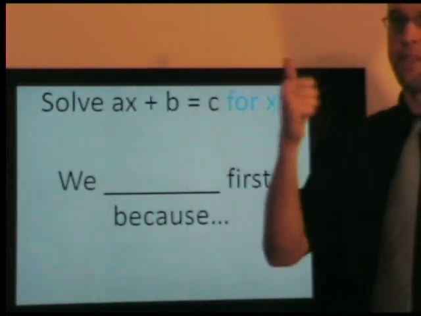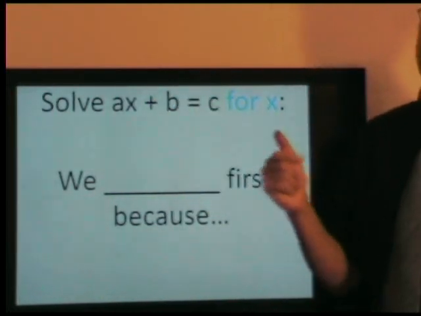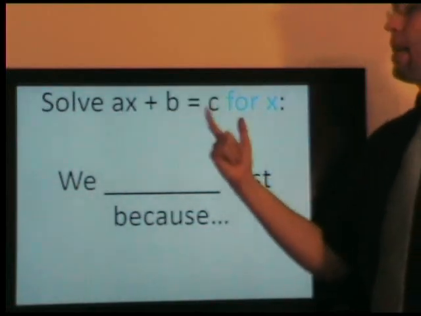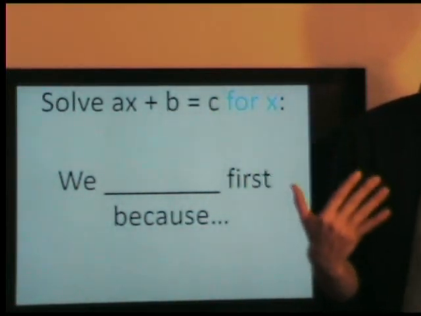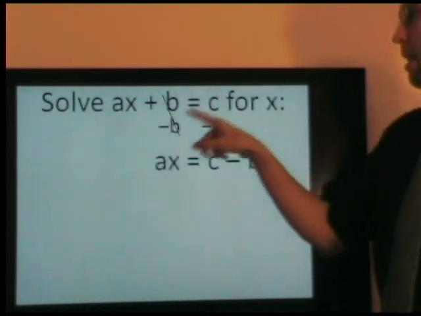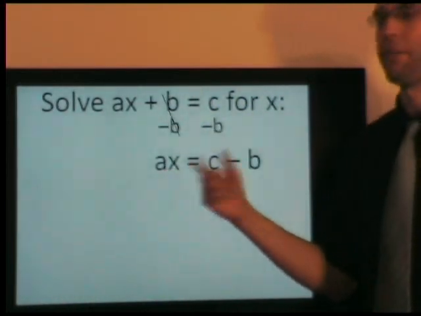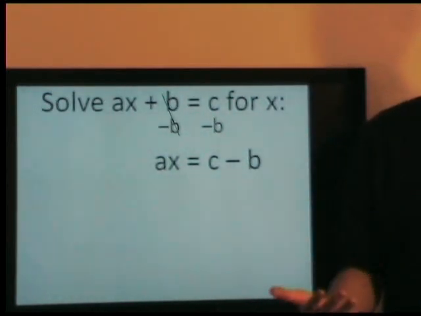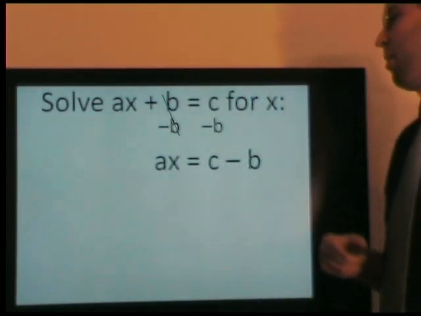We're multiplying by a first, and we're adding b last. So if adding b is the last operation happening to x, we first subtract b on both sides. So let's do that. So minus b, minus b. Okay? Now we have to undo multiplying by a. So we divide by a on both sides.